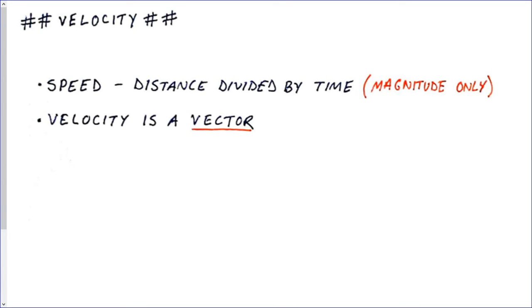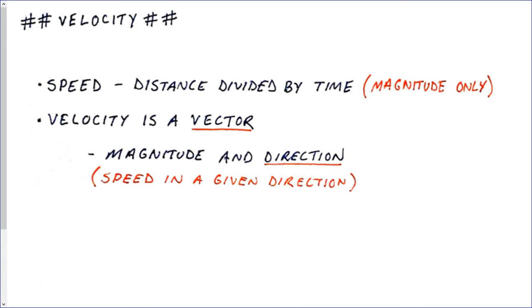Velocity is a vector. What makes a vector different from a scalar? Its direction. Velocity has magnitude and direction. In fact, it may be helpful to think of velocity as speed in a given direction. The direction allows us to predict future positions.